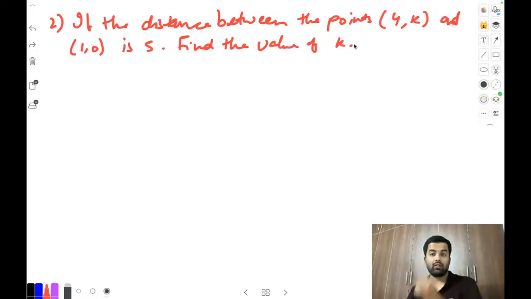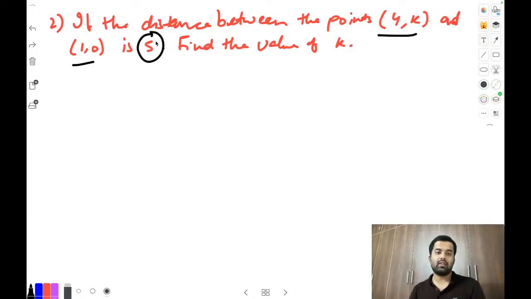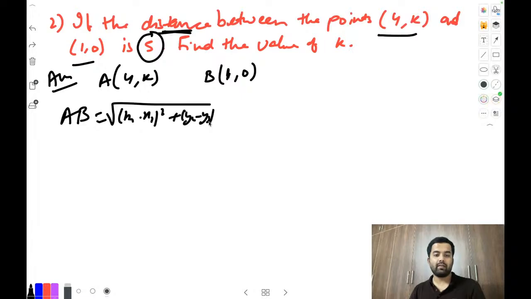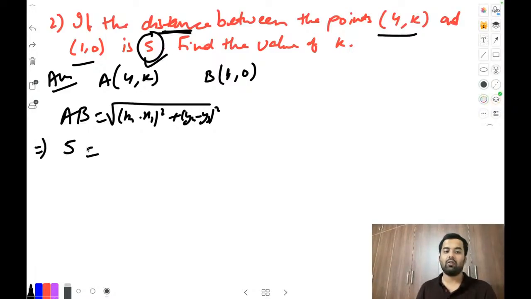First check what is given here. The points are given, first and second point, and this is a distance. Remember this. So just apply the distance formula. We'll assume A point as 4 comma k and B point as 1 comma 0. So apply distance formula. AB equal to root under x2 minus x1 whole square plus y2 minus y1 whole square. Now distance is given, 5. So AB below keep 5.